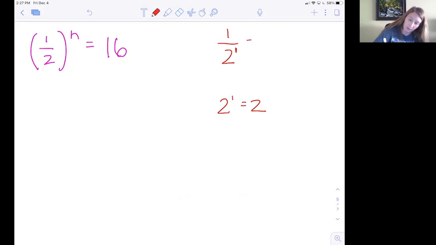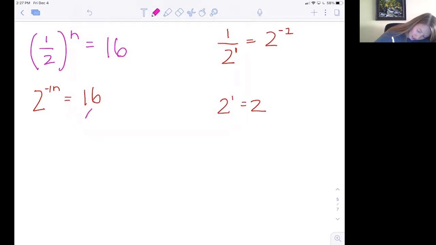So if you remember, if I have something on the bottom, to bring it to the top, I can do so, but I have to change the exponent to be negative. So I'm going to change that to -1, 2 to the -1. So I'm going to rewrite that. I've got 2 to the -1 n equals 16.